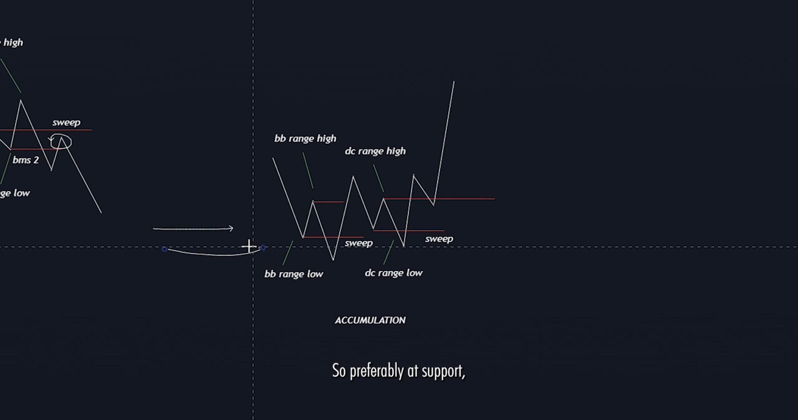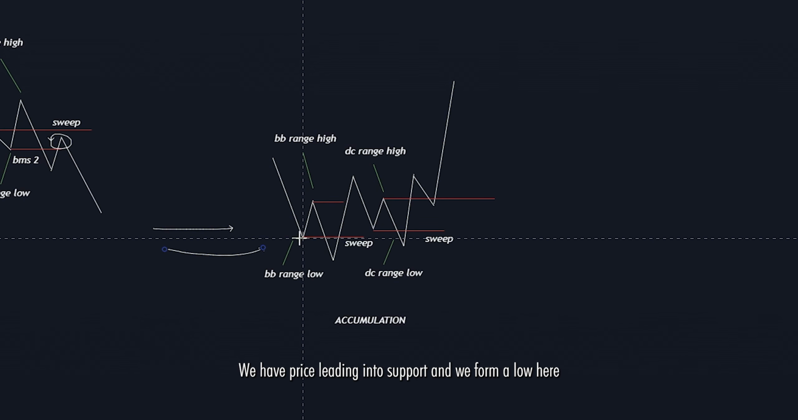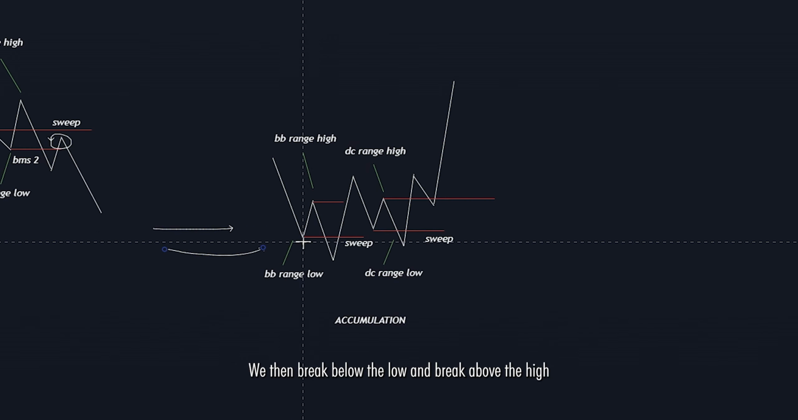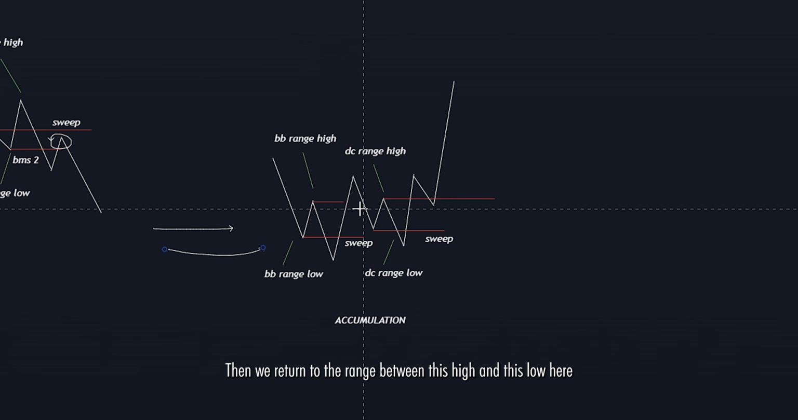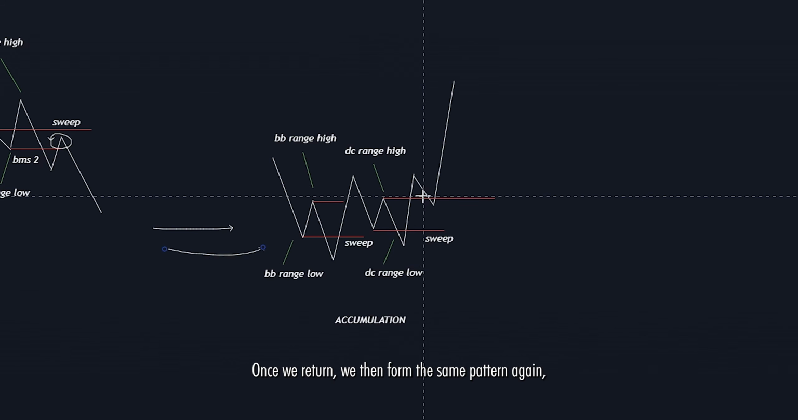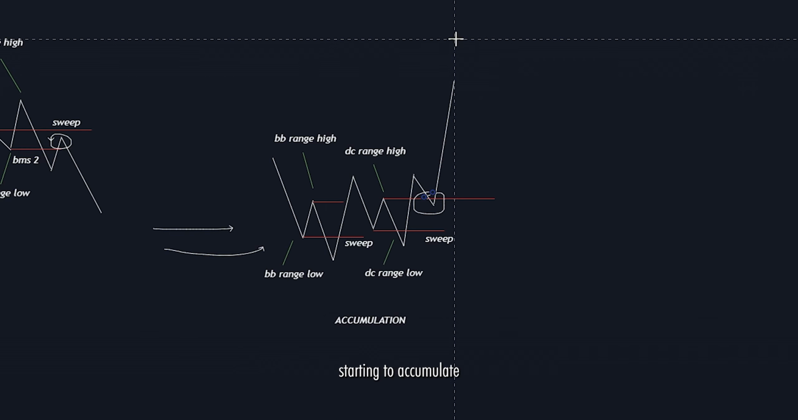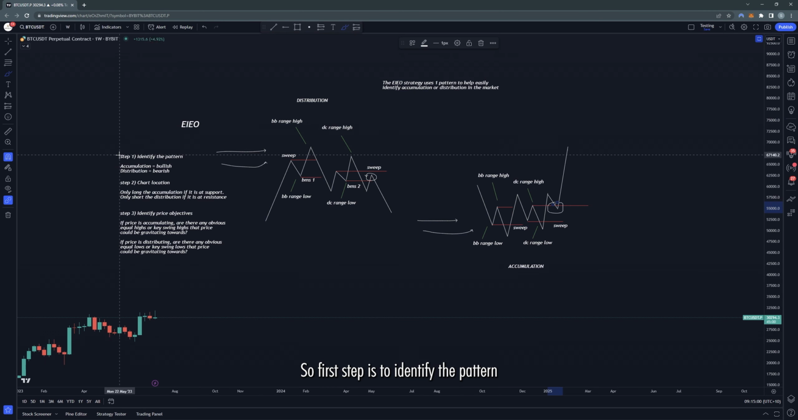So preferably at support. So we have price leading into support, and we form a low here. We then come up, we then break below the low and break above the high that was responsible for taking that low. Then we return to the range between this high and this low here. Once we return, we then form the same pattern again, and that would be your trigger or the confirmation that price is starting to accumulate.